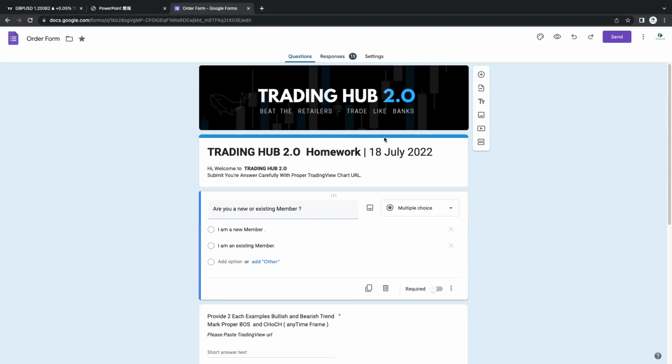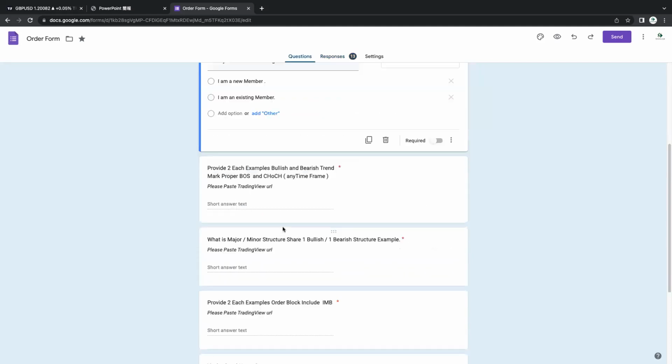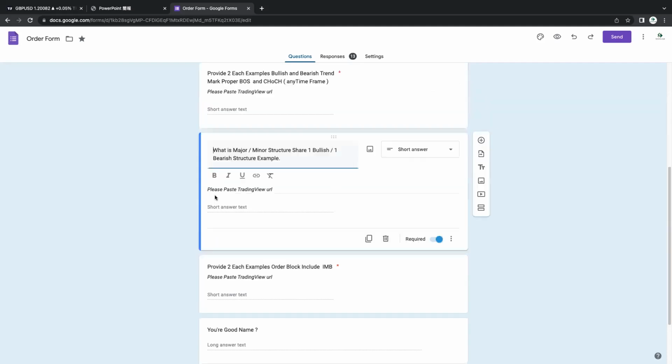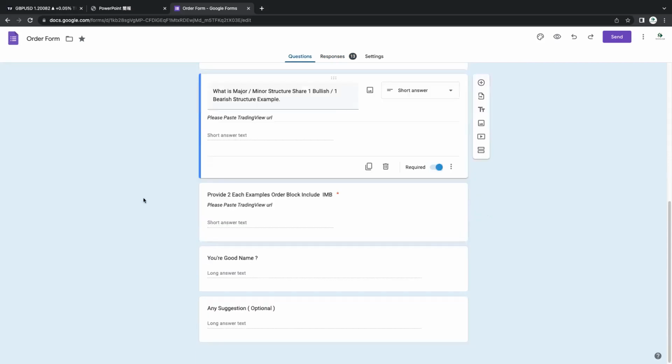Okay, so overall, I gave three questions, three homeworks. In the first homework, I gave you to identify the bullish and bearish structure, and it doesn't matter which time frame you are looking at. The next homework was what is minor and major structure. And the third homework was to provide two examples about order block, including imbalance. Okay, so let's see.